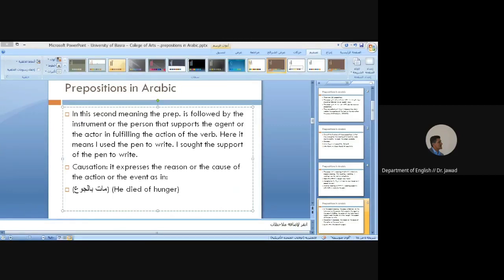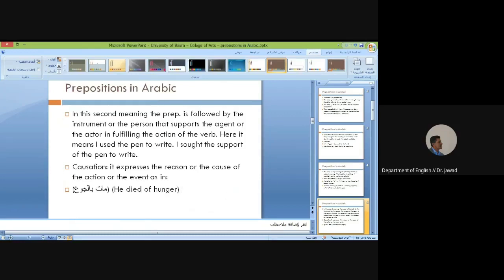So, as you can see in this example, here the preposition al-ba, together with its complement, shows the reason of what? Of his death. Why did he die? Because of what? Because of hunger. So he died of hunger. Now, let us move, please.